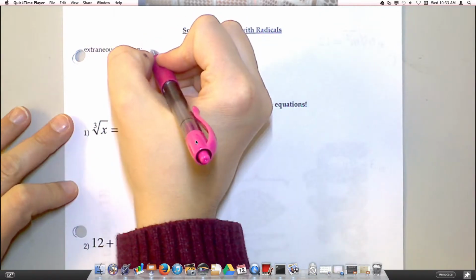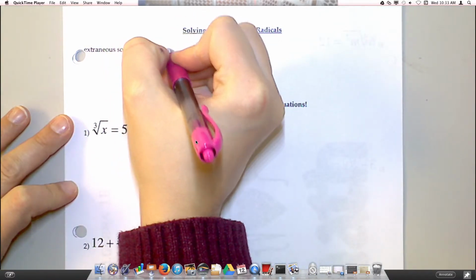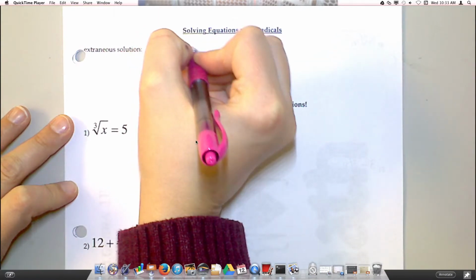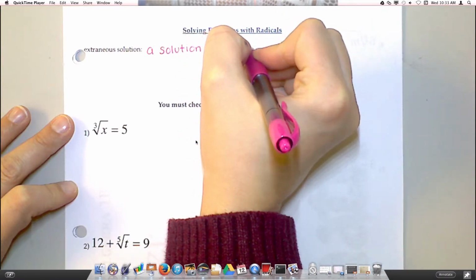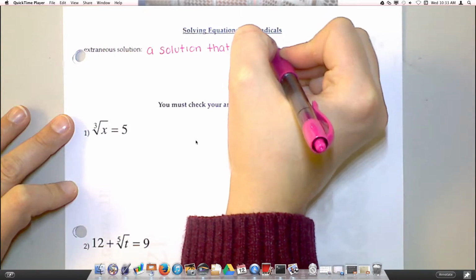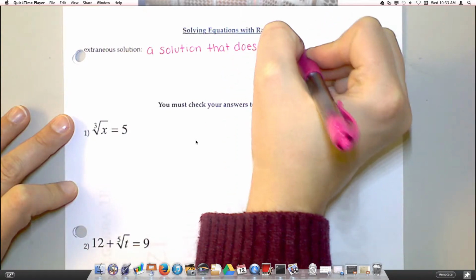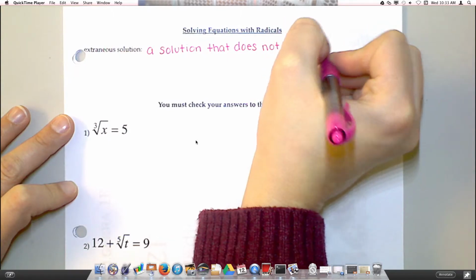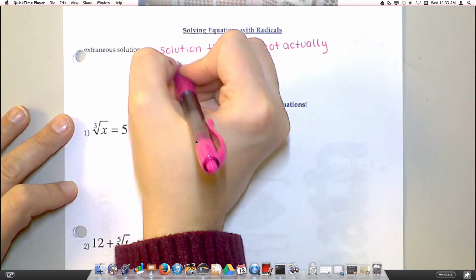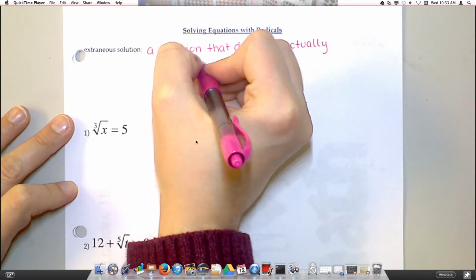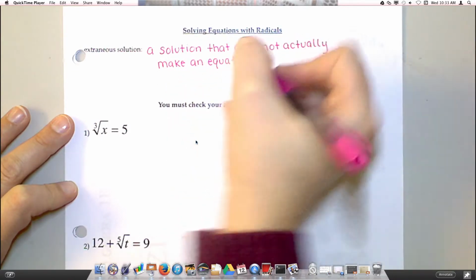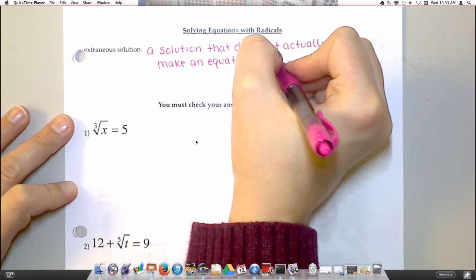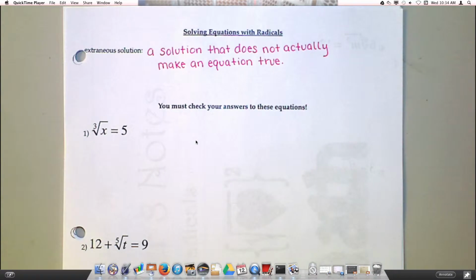An extraneous solution is a solution that does not actually make your equation true. Solution that does not actually make an equation true. That can happen with these.